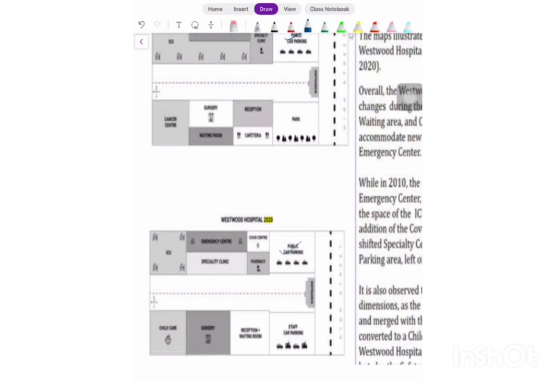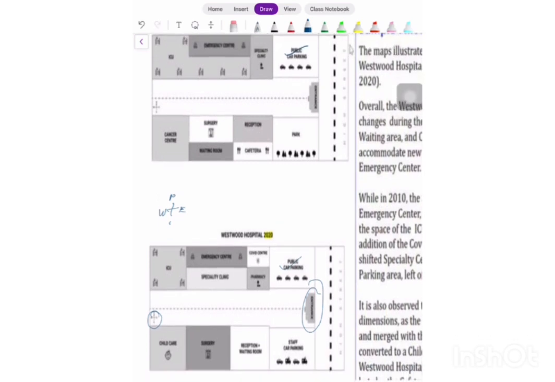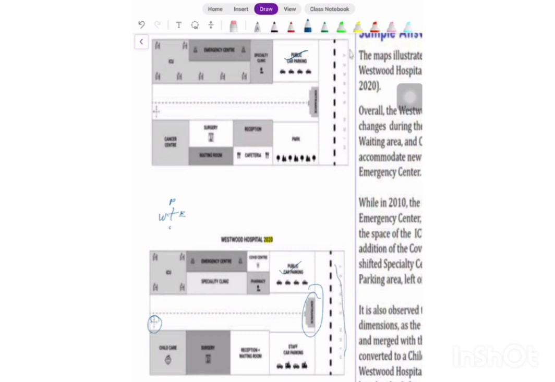Okay, let's start from the entrance first. So they have mentioned here the direction. It's blurred out in the image that it's north, south, west, east and west. So this is the entrance. Okay, you will enter from here and public car parking is in the same place. And the road is also, like the high street is also at the same place.